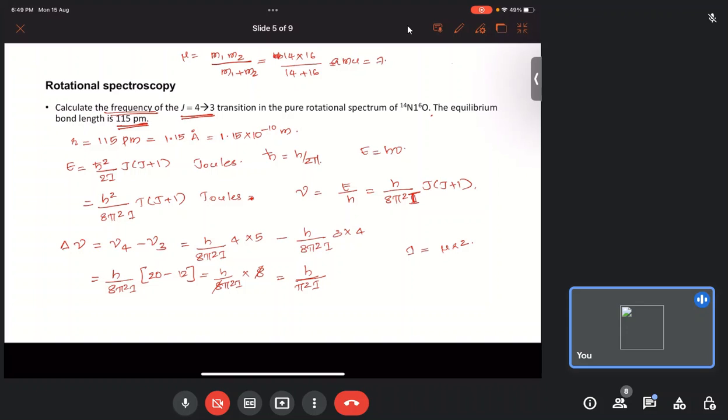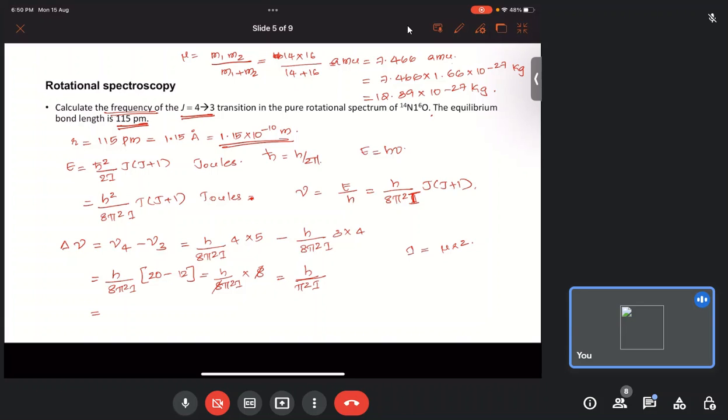This is 7.466 AMU, and converting this to kilogram, this is 1.66, not 1.67, into 10 to the power minus 27 kilograms. So this is 12.39 into 10 to the power minus 27 kilograms. And R here is 1.15 into 10 to the power minus 10 meters.